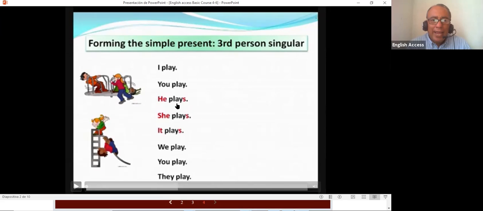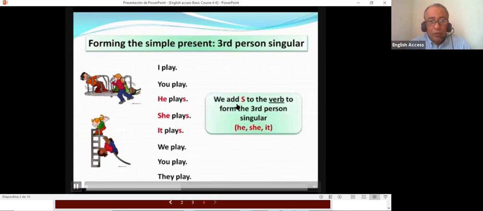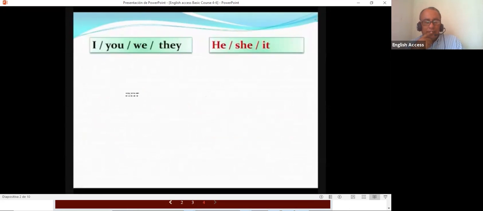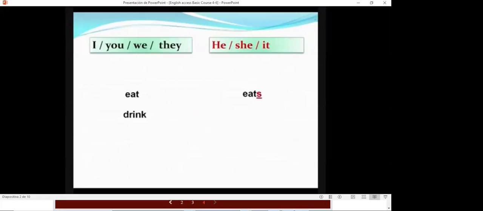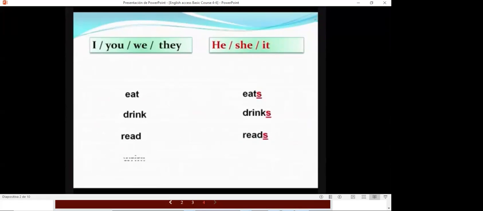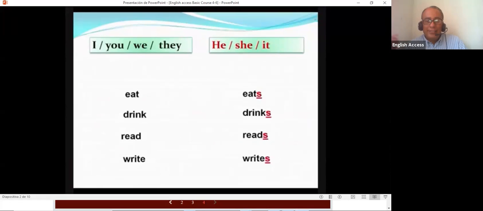In this case, play ends in vowel plus y. That's why we only add an S. Let's see more examples. We add an S to the end of the verb for third person. Let's go ahead. More examples for I, you, we, they, or he, she, and it. Drink, drinks. Read, reads. Brings. Write, writes.